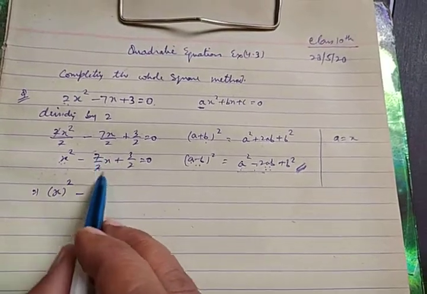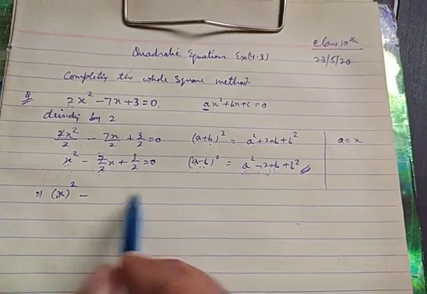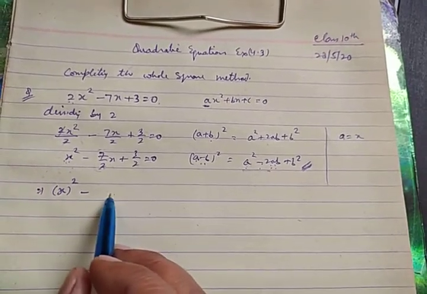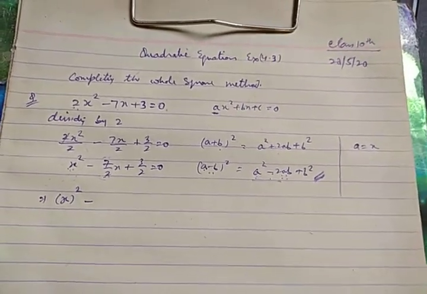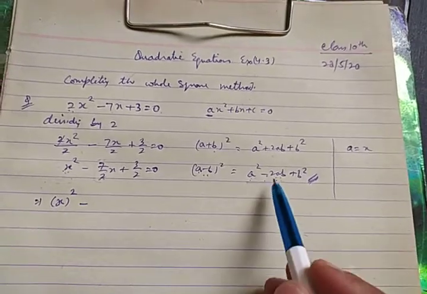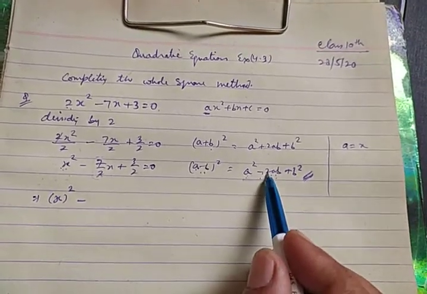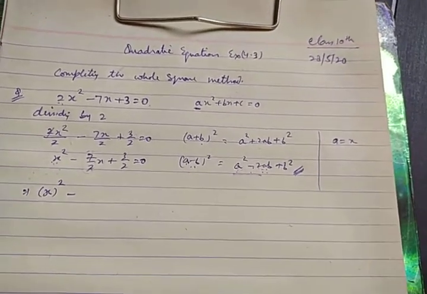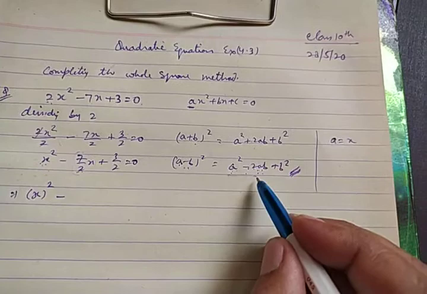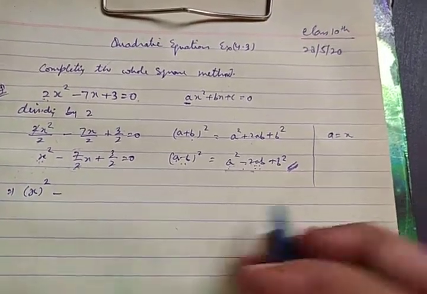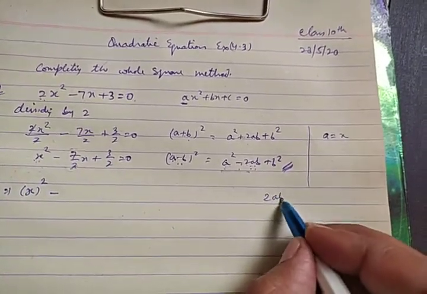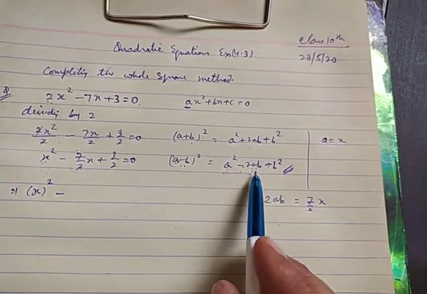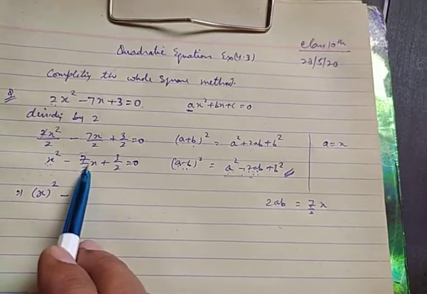The term 7 upon 2x will be written in this format, 2 into a into b. But how do we write this as 2 into a into b? There is a process. Along with 2, it can be written as 2 into a into b, what will be a, what will be b? To obtain b, you will do 2ab is equal to 7 upon 2x, meaning you will compare the 2ab term with this term.